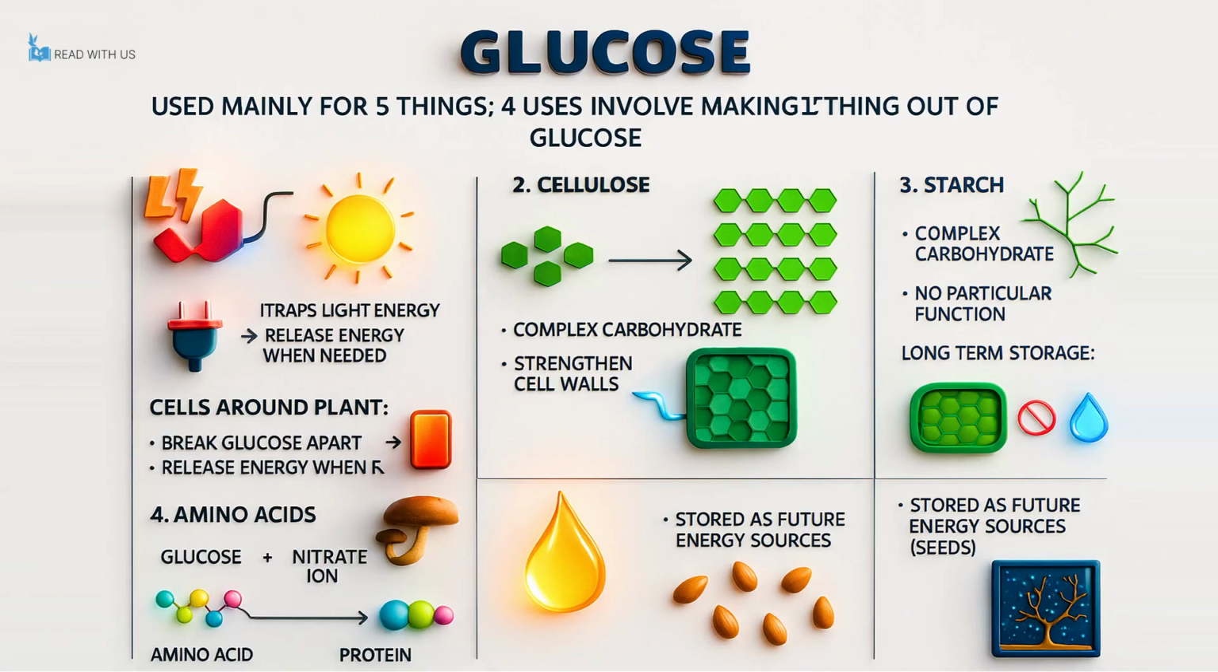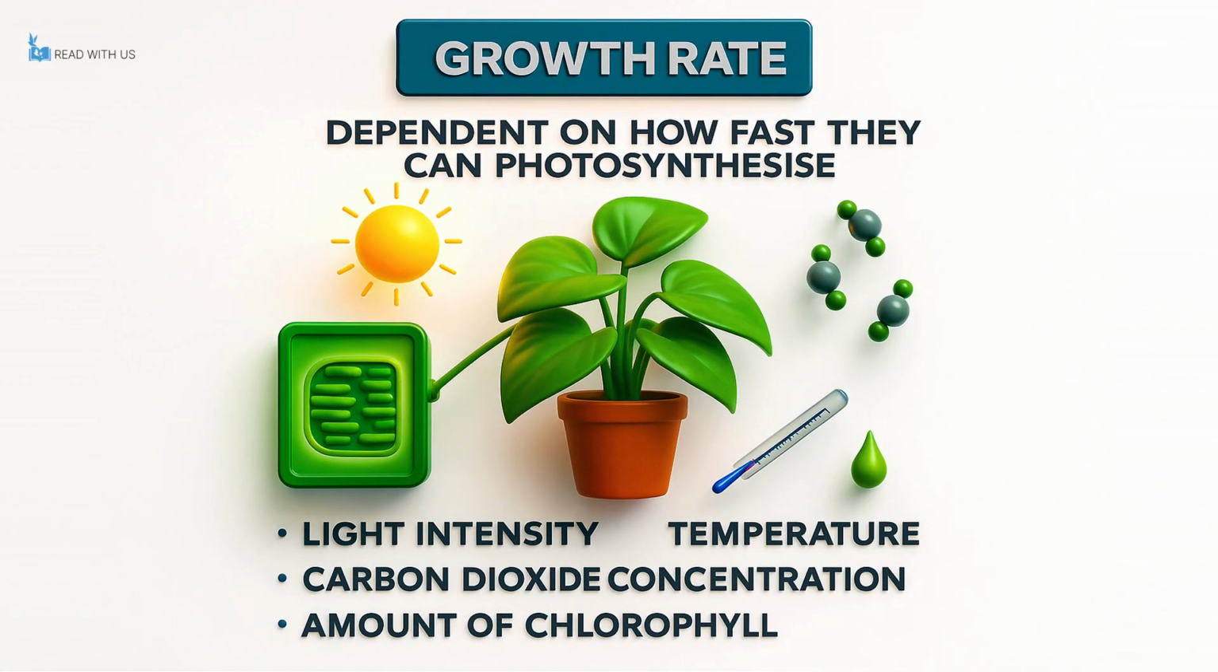In addition to that, plants can use glucose to manufacture amino acids by combining it with nitrate ions absorbed from the soil. These amino acids can then be assembled into proteins, which are essential for cell function and growth. The last key use of glucose is in the production of lipids, which are fats and oils. These are particularly important as long-term energy stores and are often concentrated in seeds to give them a good energy supply when they start to germinate and grow into new plants.